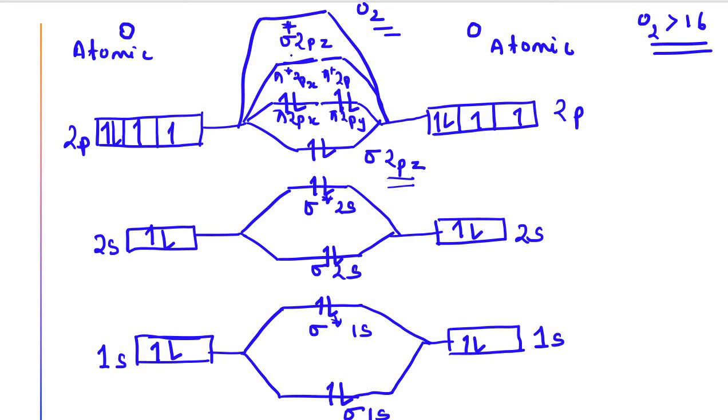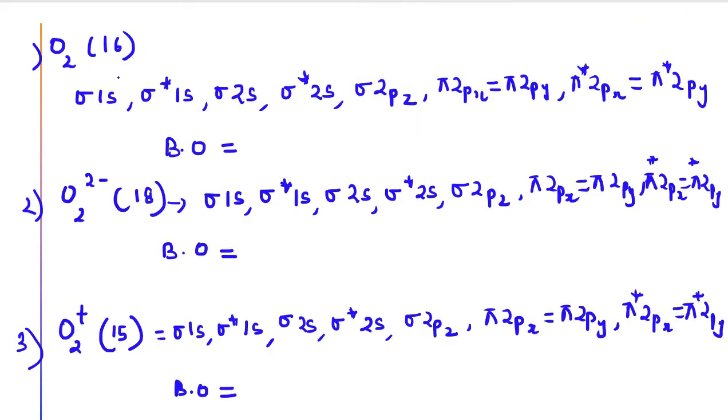Now 14, this one is 15 and this one is 16. So the electrons will be filled like this, and for the pi orbitals, the electrons will be filled according to Hund's rule. So we will be getting sigma 1s2, sigma star 1s2, sigma 2s2, sigma star 2s2, sigma 2pz2, pi 2px2, pi 2py2, and then pi star 2px and pi star 2py.